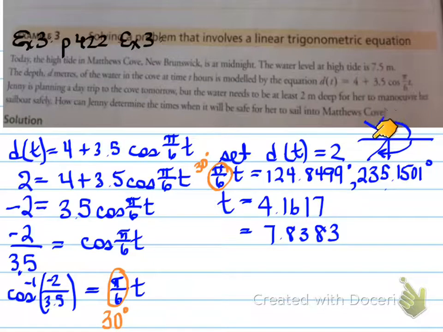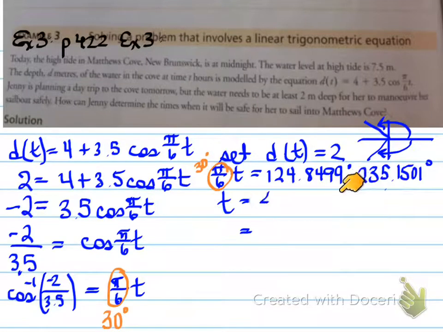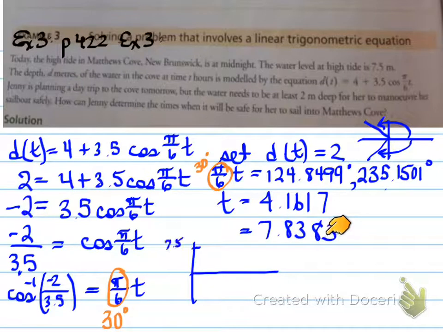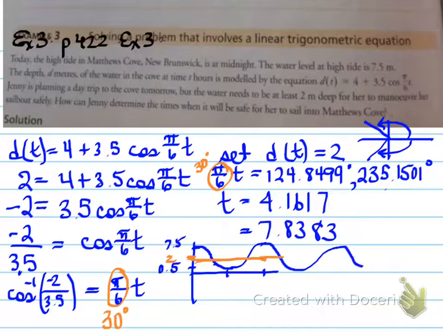We find the related acute angle, and this will be pi minus the related acute angle, and this would be pi plus the related acute angle, and then we take those values and divide it by 30 degrees. And that will end up with, don't forget we have to convert it to radians, and that's what we're looking at.